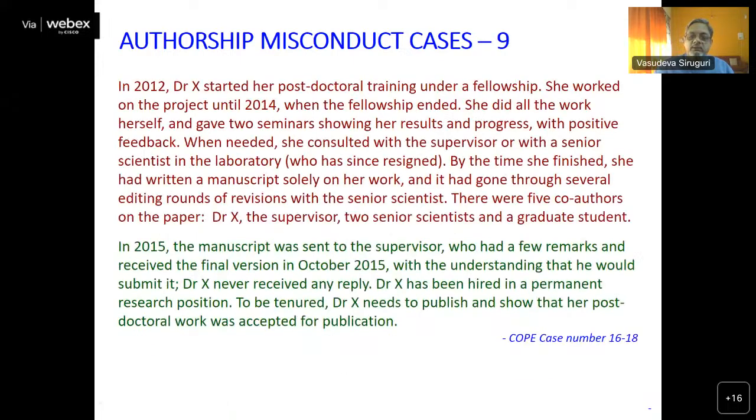So these problems can arise from students also sometimes who are disgruntled or who are left in the middle and they try to put certain claims which are not correct.